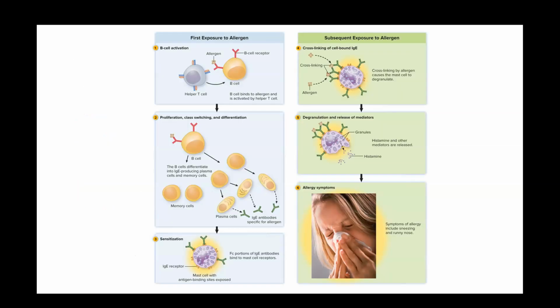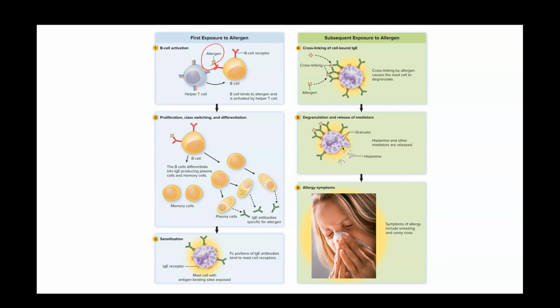So let's go ahead and look at the mechanism. This is what happens. We have a primary exposure that primes the response, and a secondary exposure that's going to happen at some later point. Let's talk about the primary exposure first. We have this allergen. You can see the allergen is recognized by a B cell, and we have activation by a helper T cell. Remember that we can't have a proper B cell response without help from those helper T cells. So this is where our immune system is overreacting.